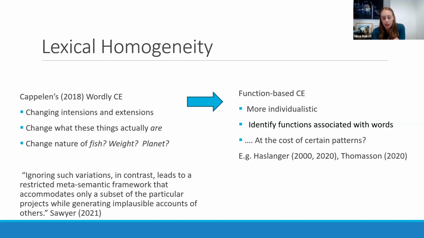So function-based conceptual engineering. In these kinds of frameworks, the quote that I use a lot for this is, to engineer a concept well, we must attend to its function. So for example, Thomasson's idea of functionalist CE is that we must first identify what functions concepts have and then what functions they should serve instead. But an approach like this is very individualistic. It focuses on each word or each concept individually, what its functions are, what its functions should be, and ignores these overlying commonalities that I've been talking about so far.